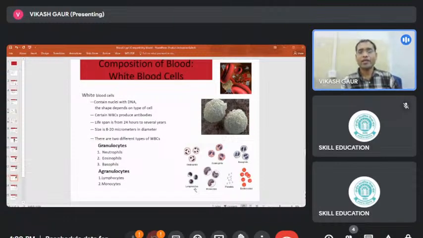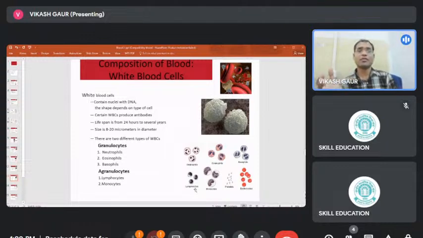It contains nuclei with DNA. So these cells have a perfect size of nucleus and particular DNA material, and the shape depends on the type of cell. Certain WBCs produce antibodies. One or two types of WBC cells produce antibodies also. Lifespan is from 24 hours to several years, and RBC lifespan is 120 days.